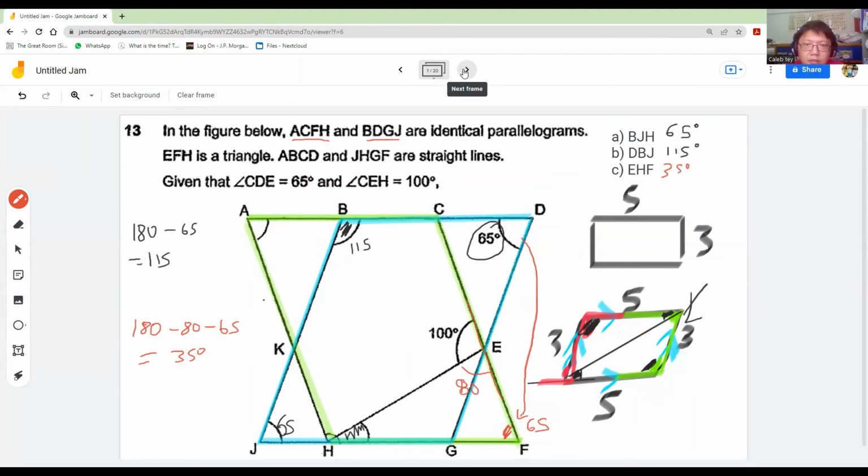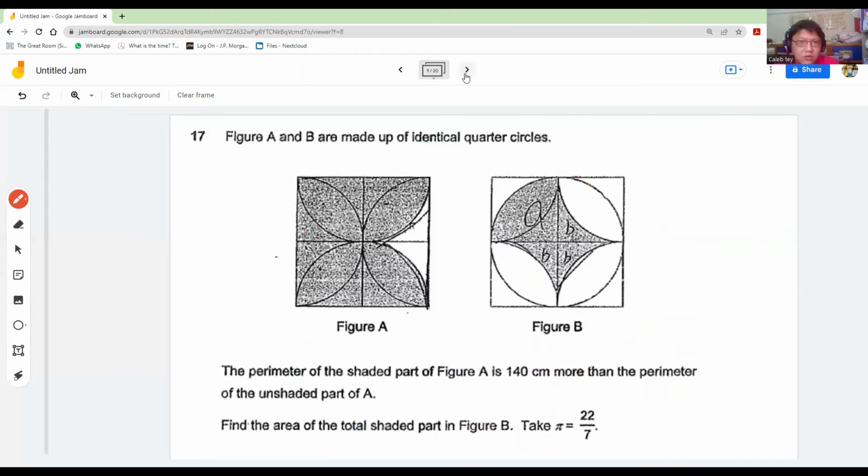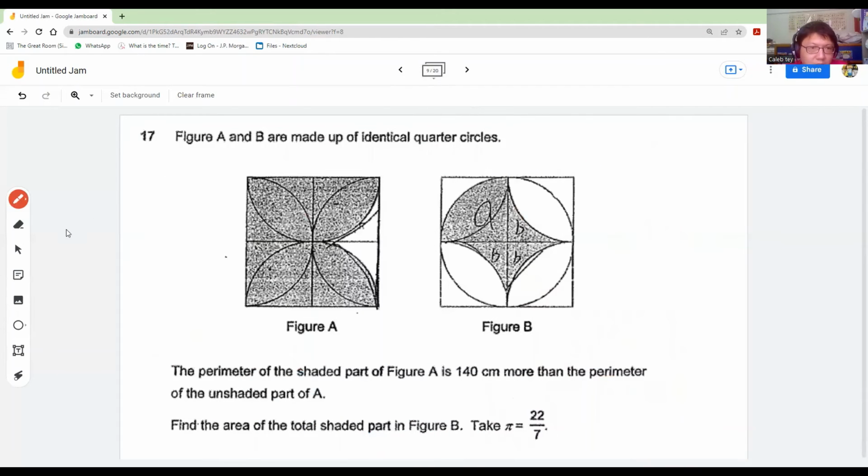Okay, now the next question we're going to is a circle question. Two identical quarter circles. Okay. So the perimeter of the shaded figure of A is 140 more than the perimeter of the unshaded part of A. So let's just map out what this means. The shaded perimeter of A, right, is 140 more than the unshaded.